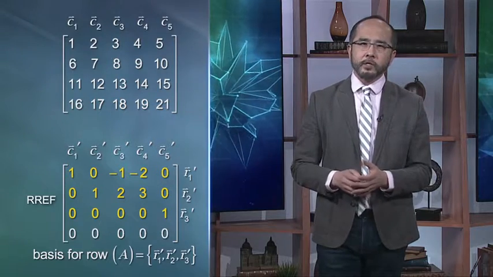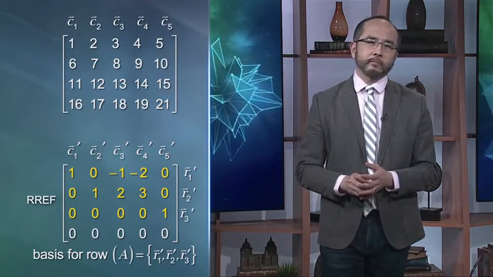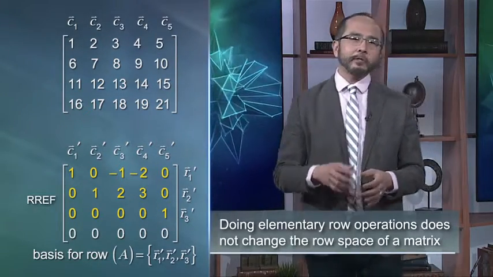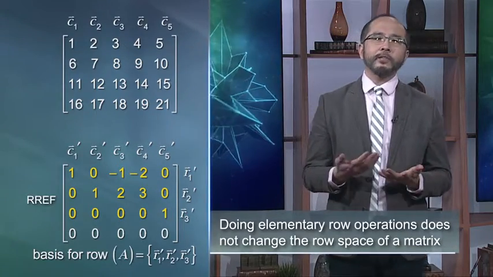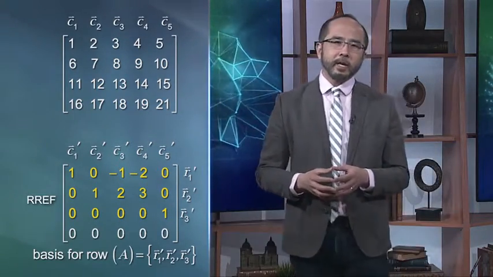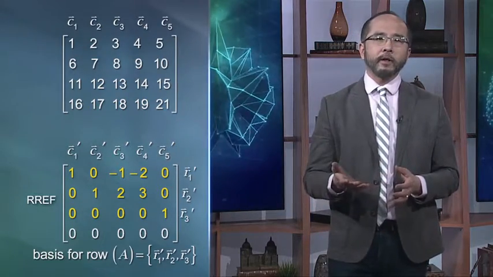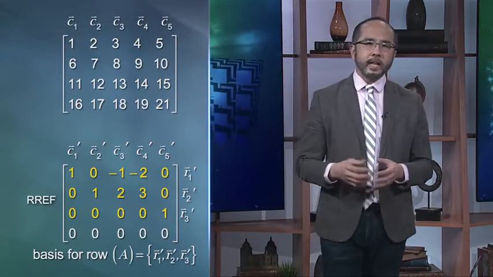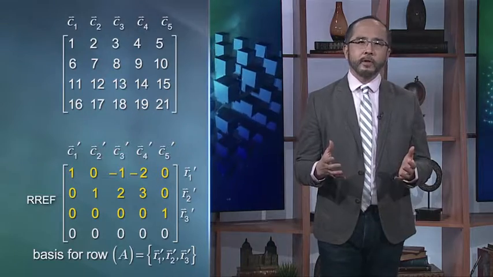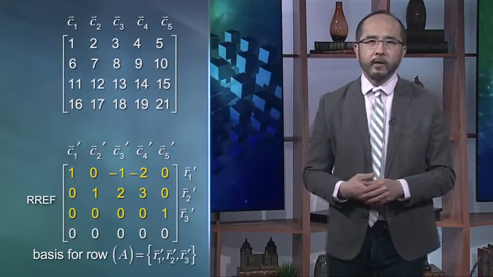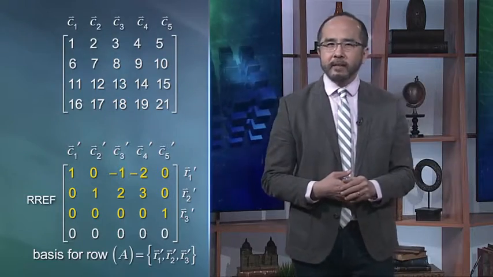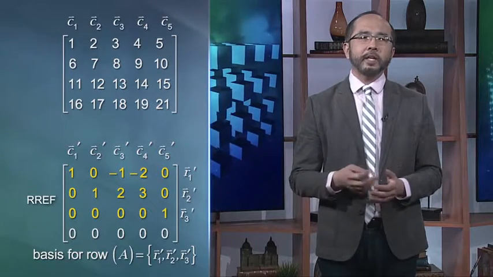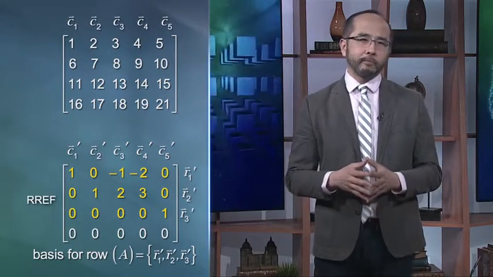It is a 3-dimensional subspace of R5. This method works for a different reason than the column space method. Doing elementary row operations by their very nature does not change the row space of a matrix. This is because a row operation produces a new row that's a linear combination of old rows. And since elementary row operations are reversible, the reverse is true too. What we see in the RREF is that the 3 non-zero rows clearly span the row space, and they're linearly independent because of the echelon form.